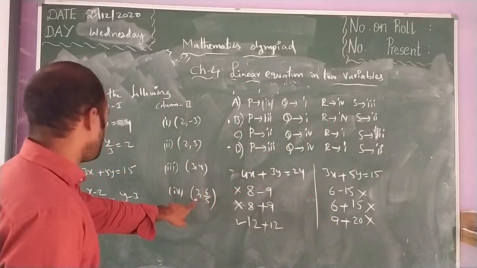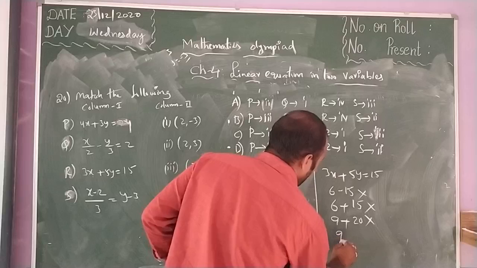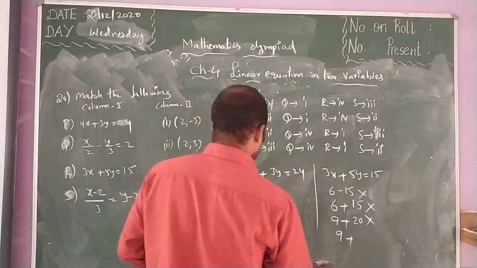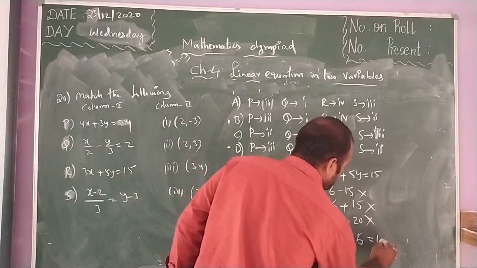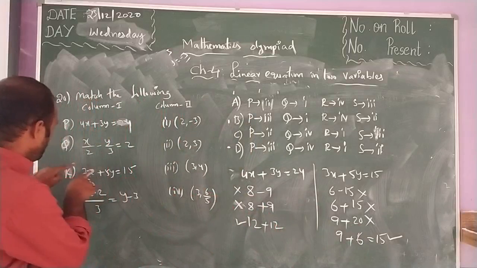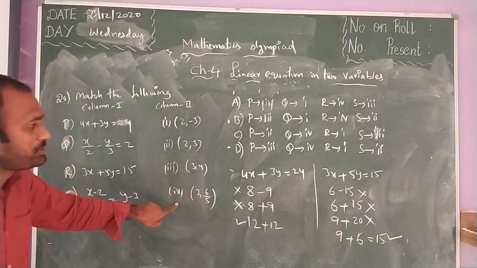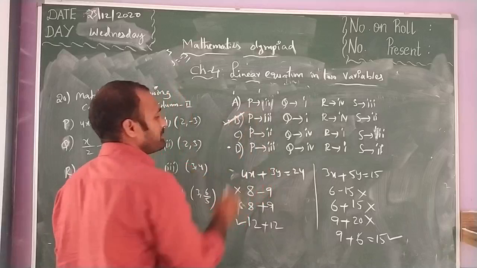Next, let us put the fourth option here. 3 into 3 is 9 plus 5 into 6 by 5. 5 gets the answer 6. 9 plus 6 is 15. So option D is correct here. R should be matched with option 4, which means option D is correct here.